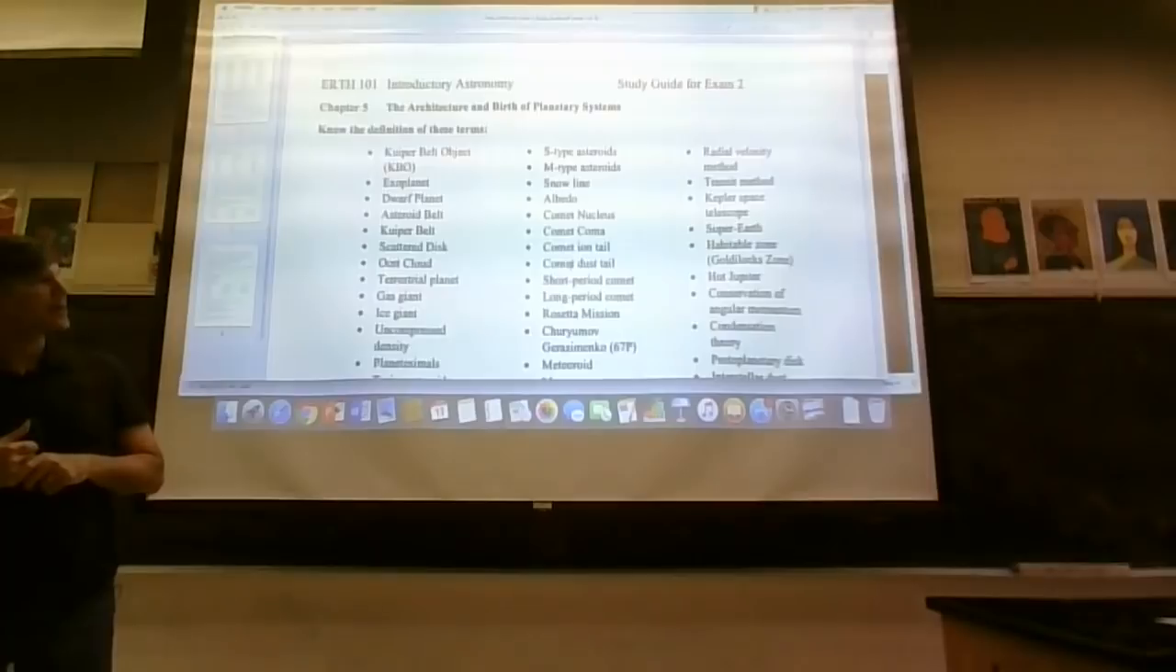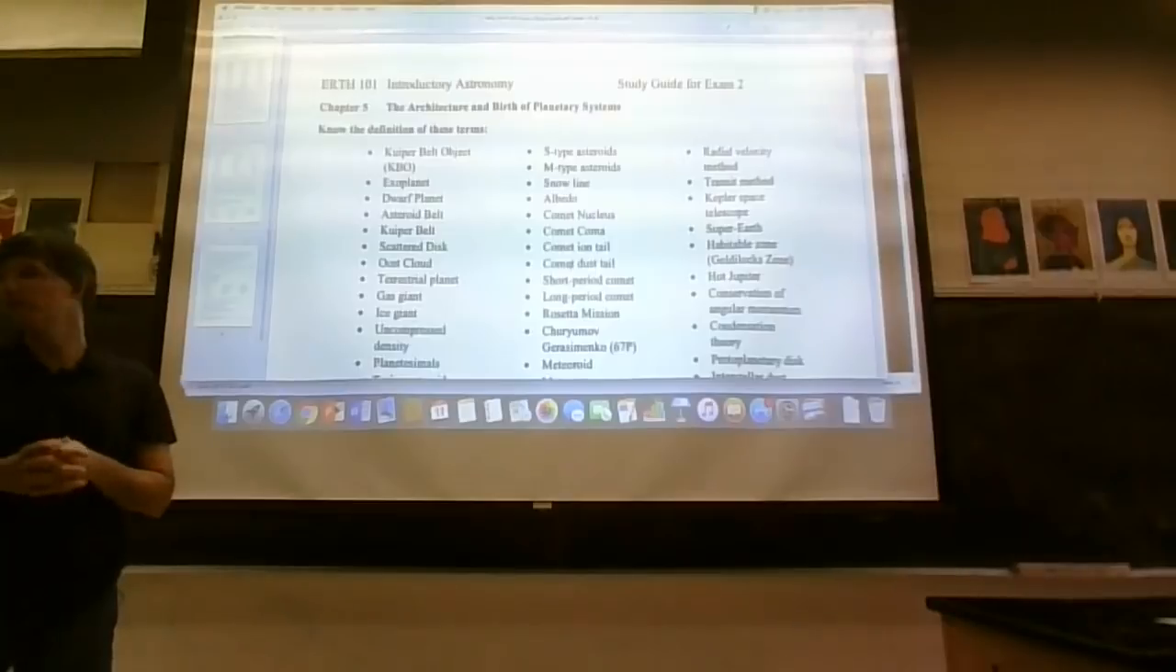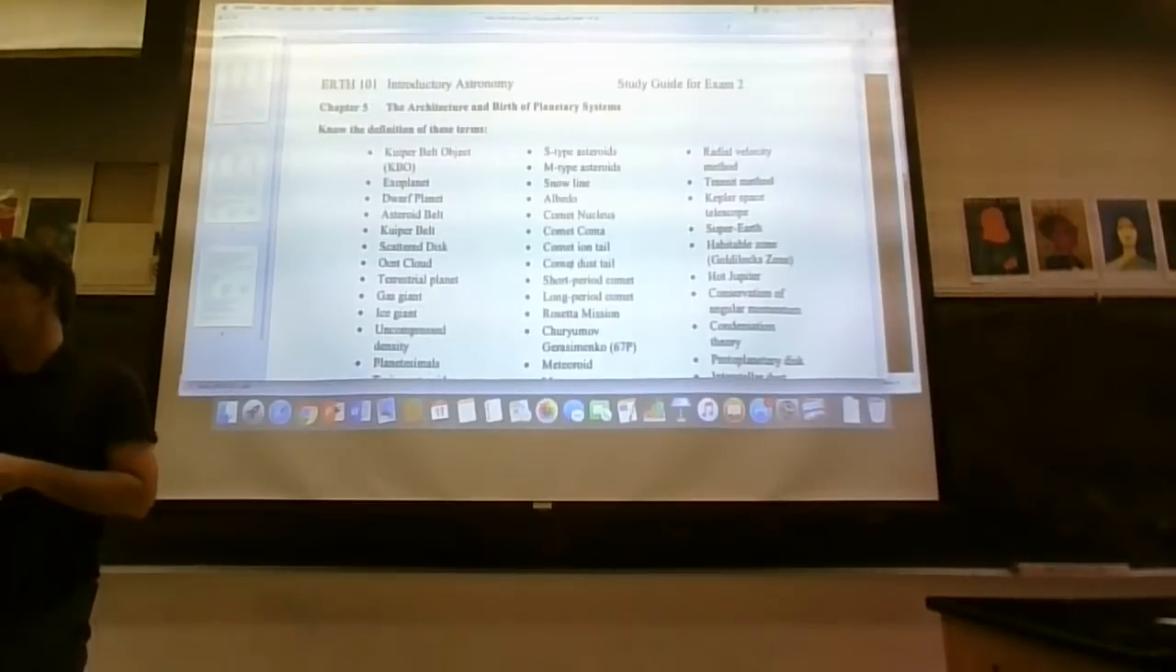Mentioned transit method, Kepler Space. So a super Earth is a little bit like two times the mass of the Earth, maybe three times, similar size. Don't worry too much about that. Habitable zone, you need to know that one because I told you the story.